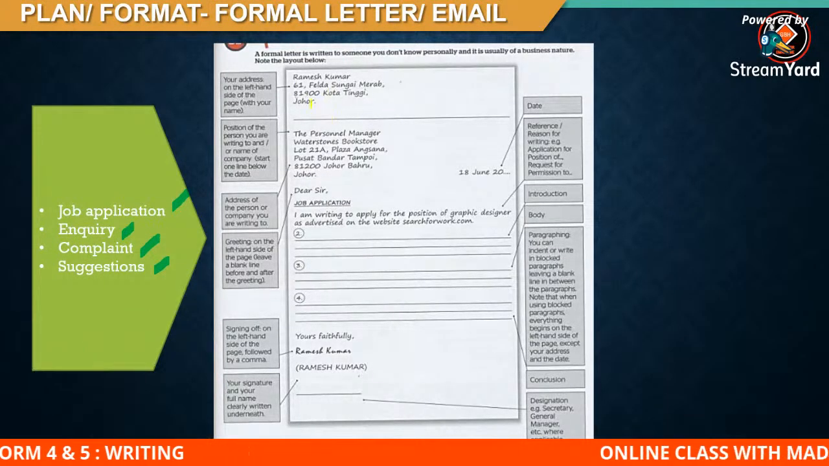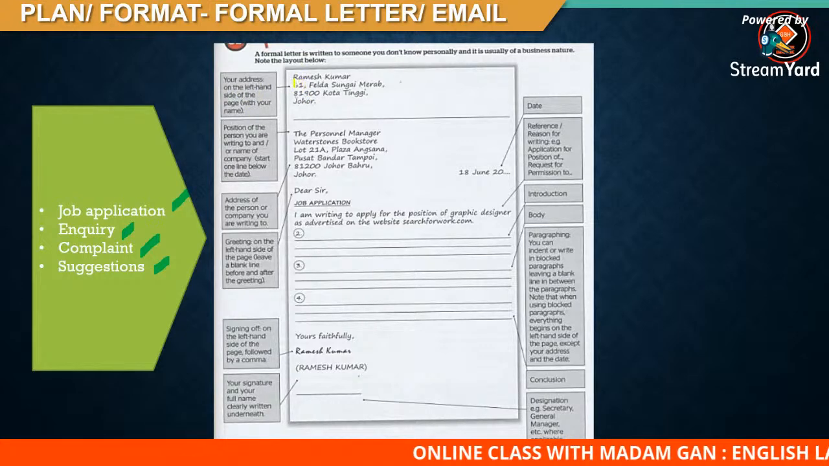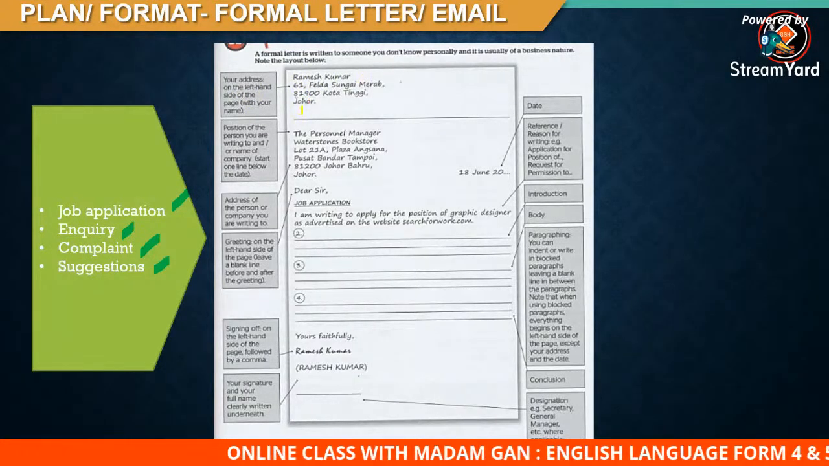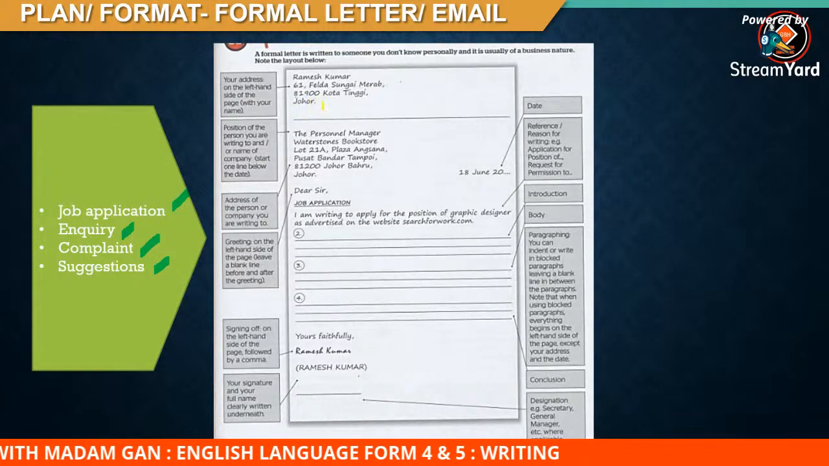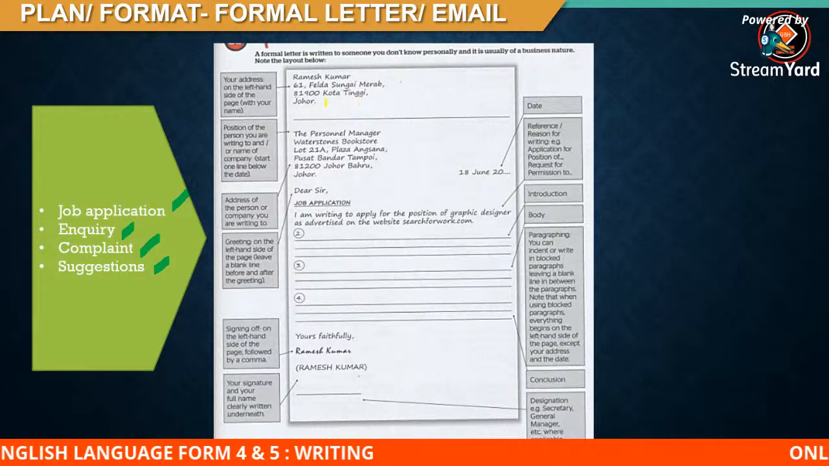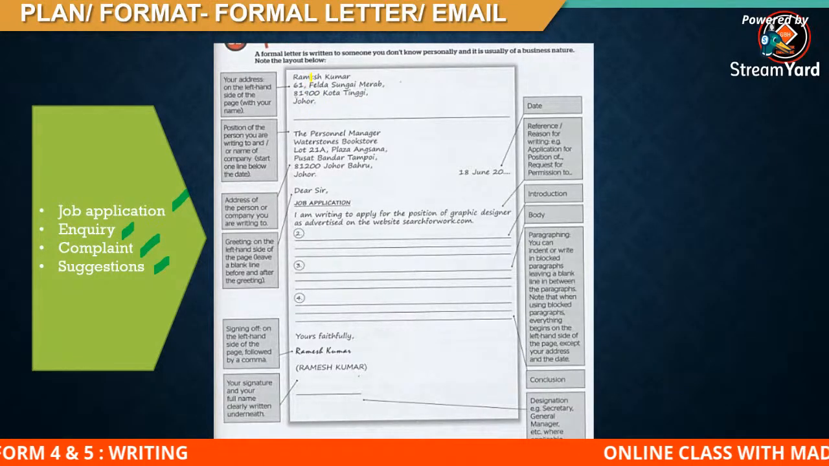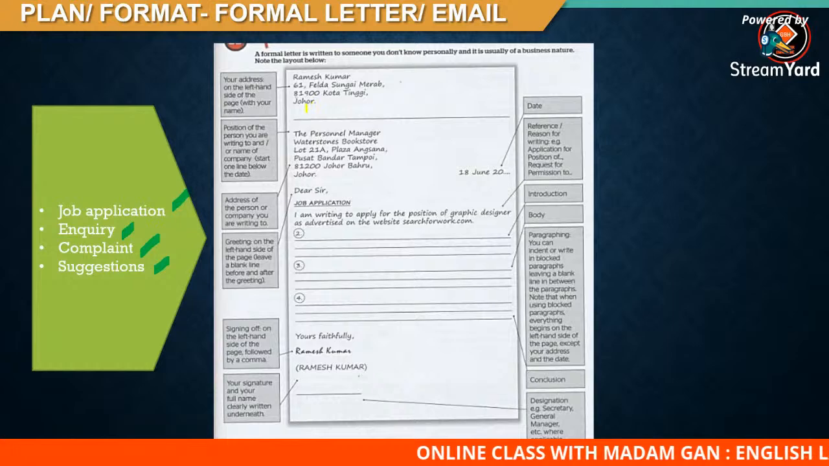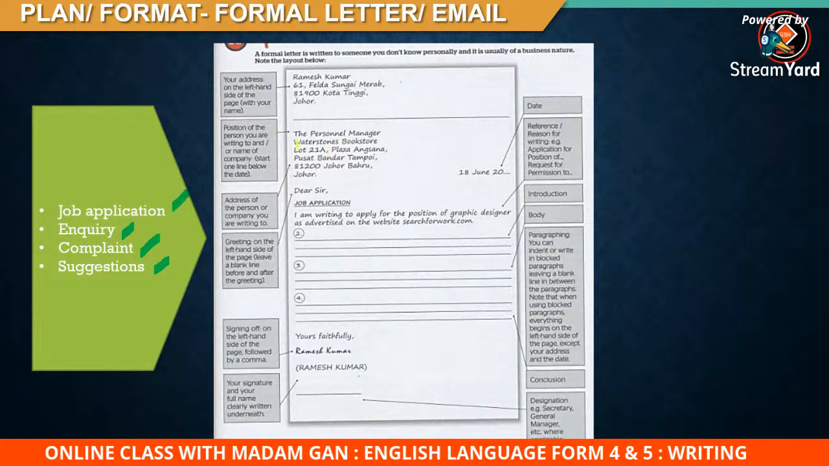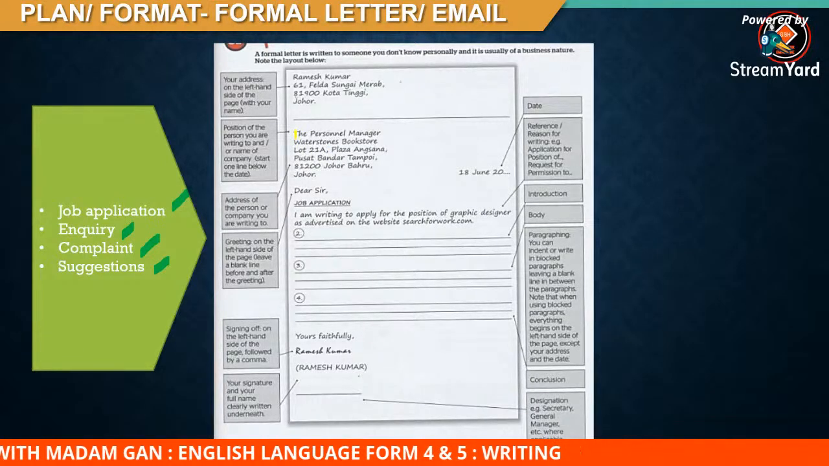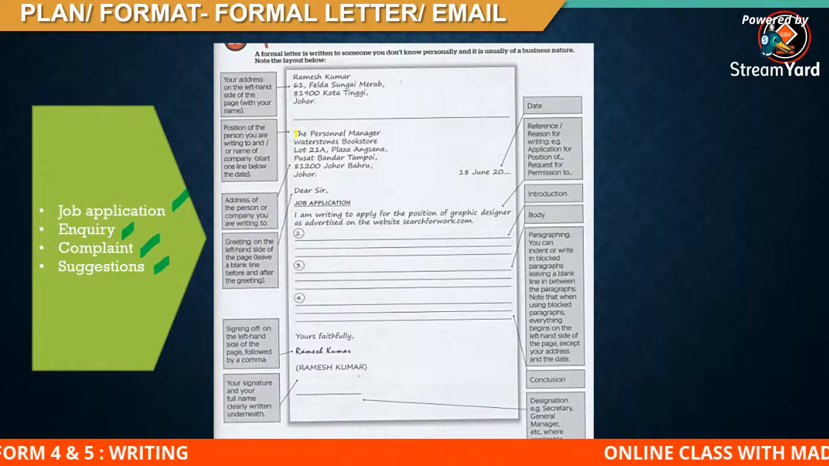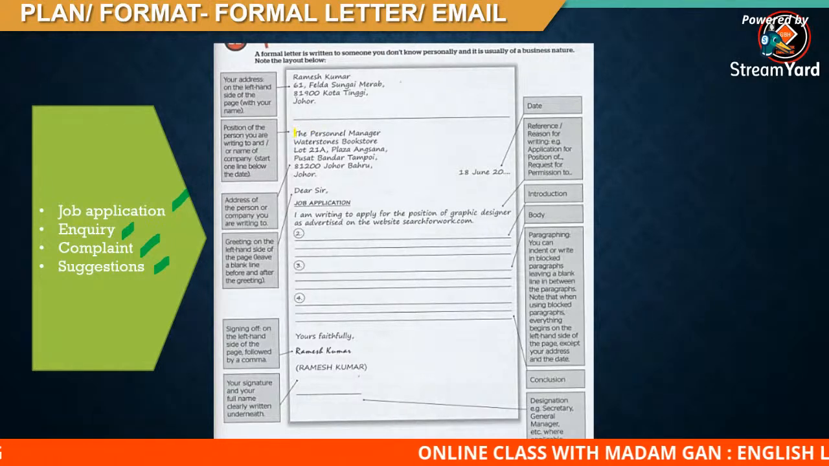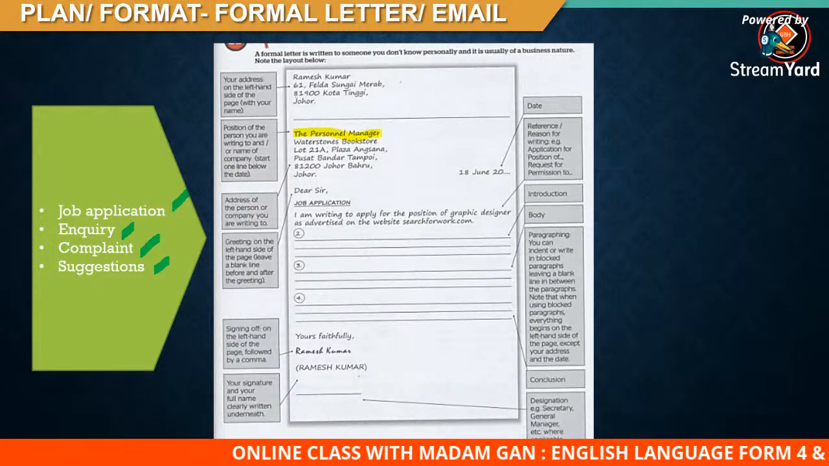So remember, first of all, you can write your name here, Ramesh Kumar, and then the address, 61 Felda Sungai Merap, 81900 Kota Tinggi, Johor. So this is the name of the sender and also the address of the sender. Okay, after that, make sure you draw a line and then you have the post or the position, jawatan, of the person who's going to receive your letter. So this is the recipient. So here it is the personnel manager.